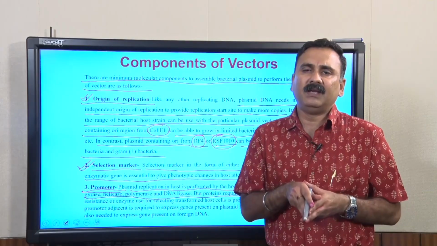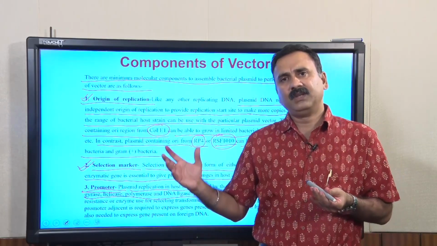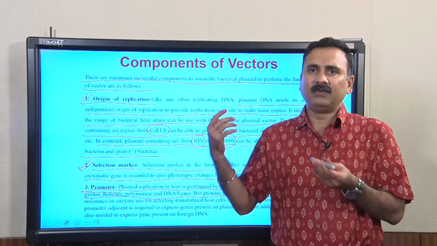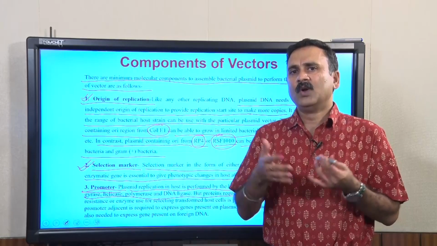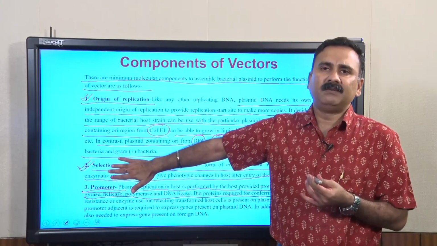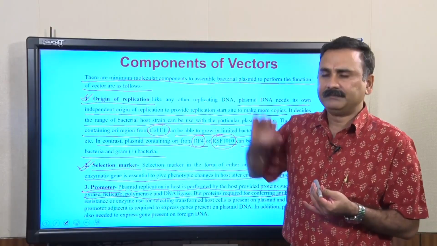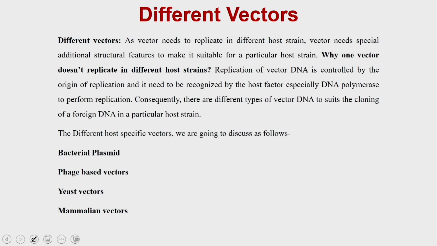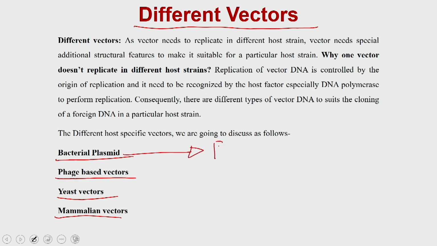whereas the promoter can be excluded from the vector if you are simply designing a vector for cloning purposes, which means you are just using the vector for carrying the foreign DNA from one host to another host, but your purpose is not to overexpress that particular foreign gene. In those cases, the promoter can be excluded from the vector design. So, depending on these, people have designed different types of vectors. These could be bacterial plasmids, phage based vectors, yeast vectors, and mammalian vectors. This is the example of the prokaryotic vector, whereas all these three are in the category of eukaryotic vector.